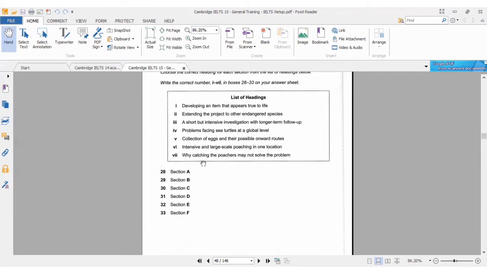Now, the second thing you should do is to look at how many things you've been given here. How many questions are you looking for, right? How many questions are you looking for? So let's look at it.